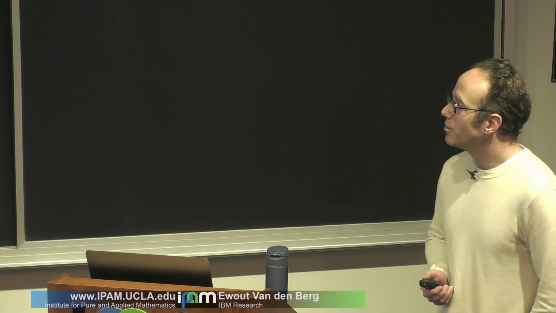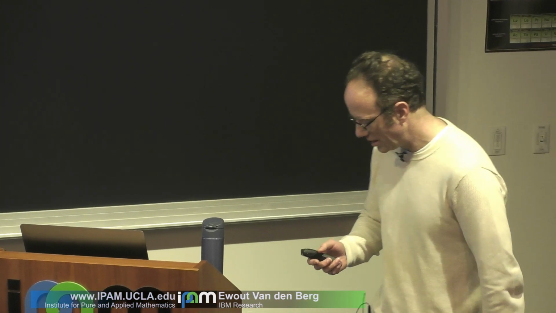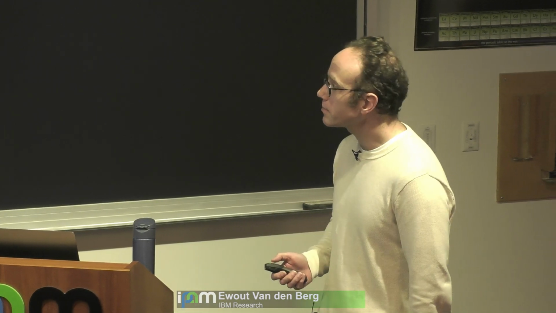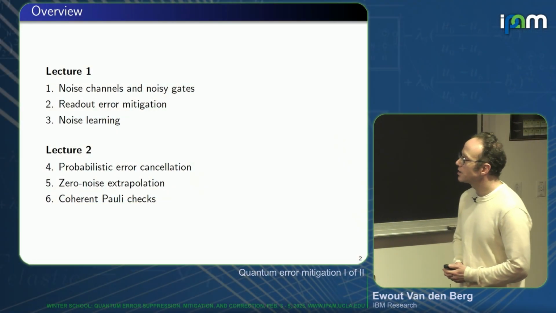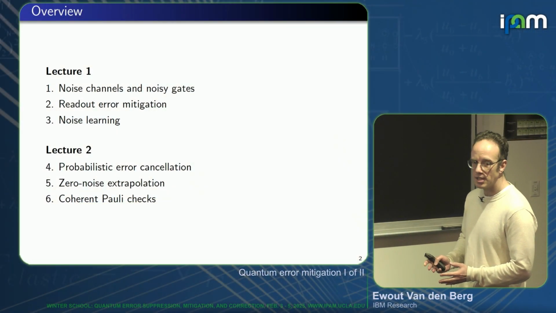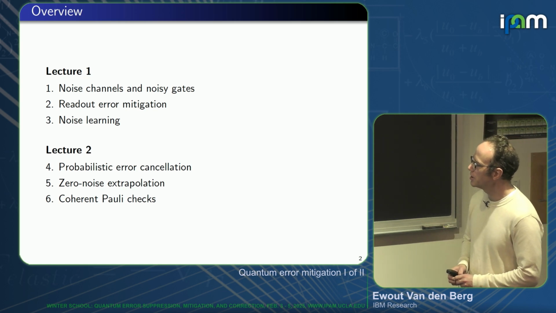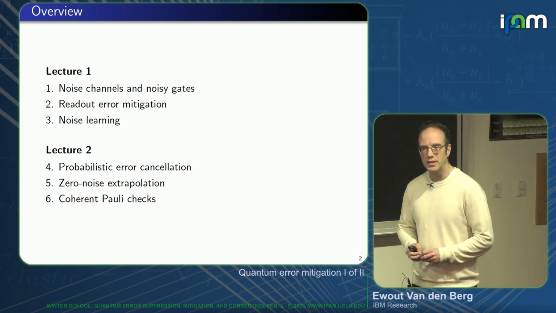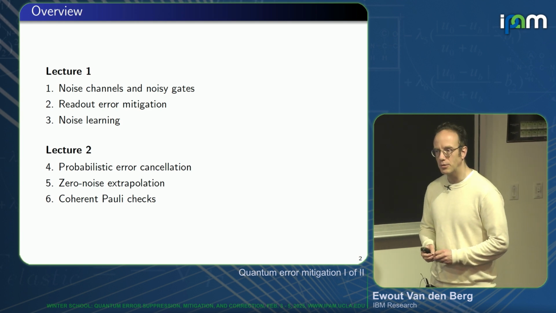So today I'll be talking about quantum error mitigation. This is slightly different than quantum error correction and intended more for the near term. This consists of two lectures. The first lecture will look at noise channels, noisy gates, readout error mitigation and noise learning. And then in the second lecture, we'll look at probabilistic error cancellation, zero noise extrapolation, and coherent Pauli checks.